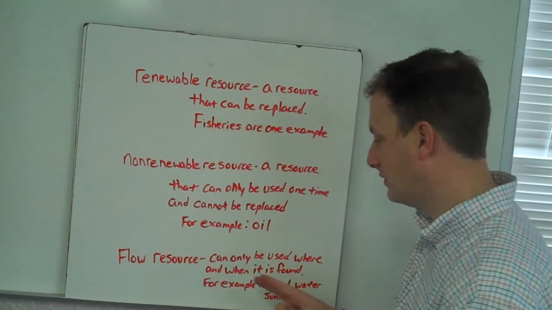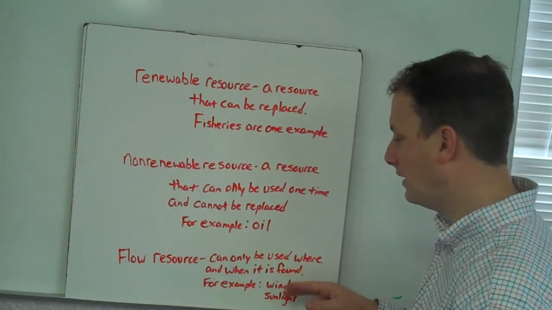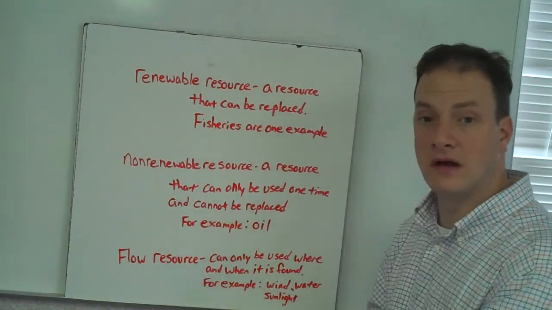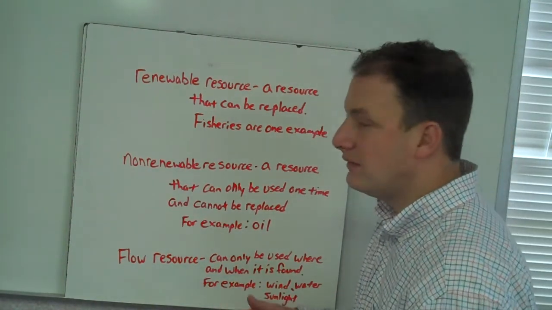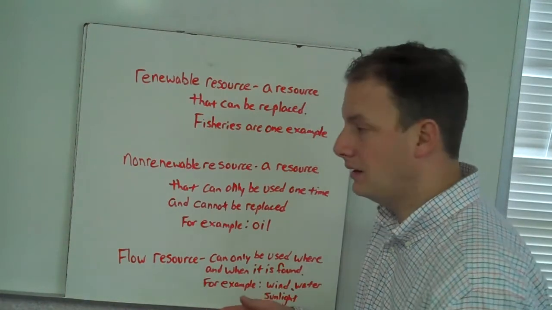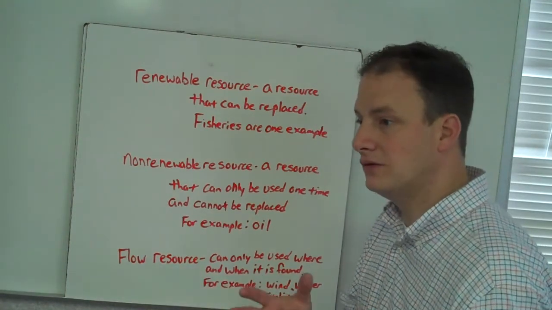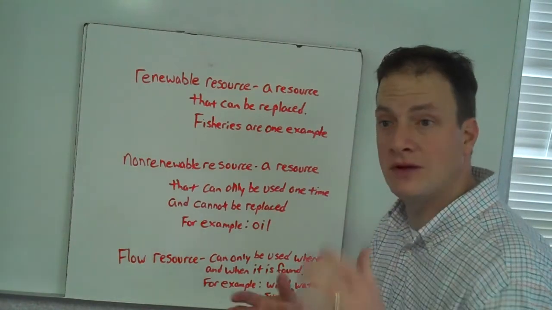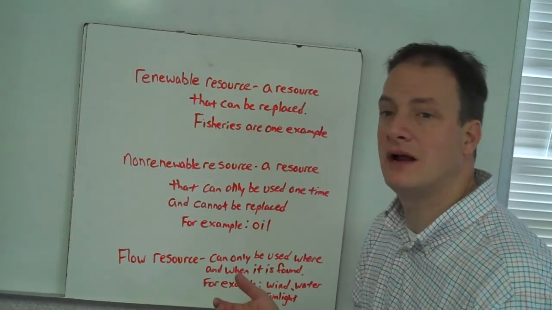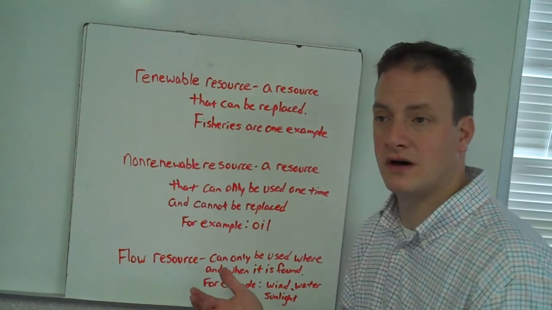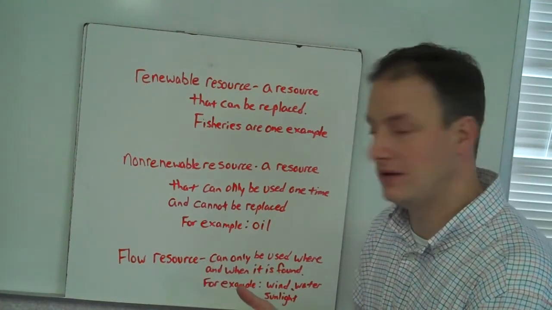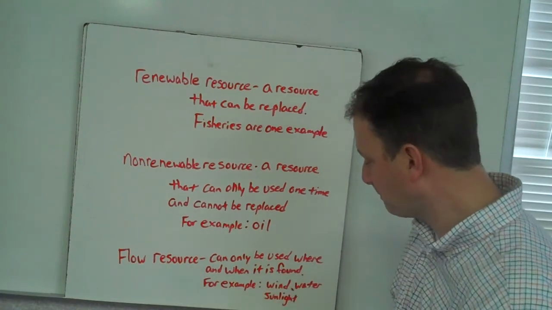A flow resource can only be used when and where it is found. For example, wind, water, and sunlight. If you live in an area that is very windy and the wind constantly blows, that could be a flow resource. A resource that you could use would be wind. If I live in an area where the wind does not blow as often, then I can't rely on that resource to be there for me. This is called a flow resource.